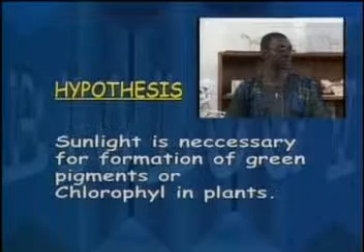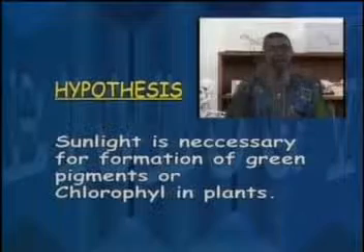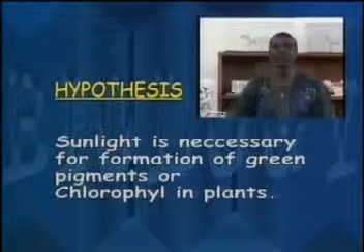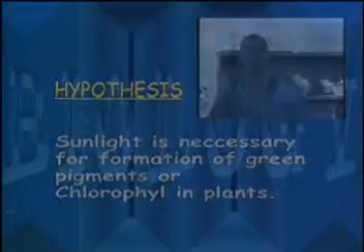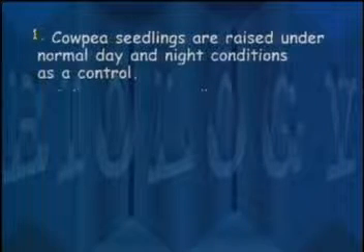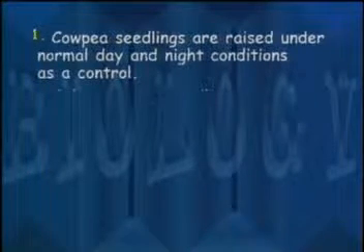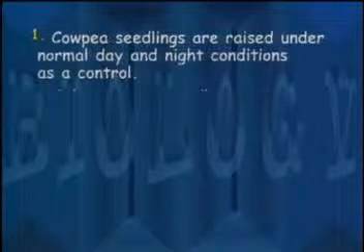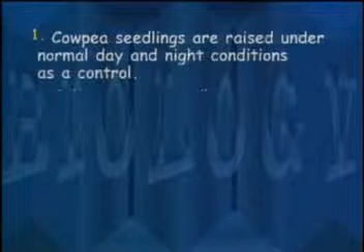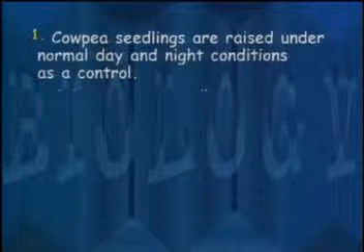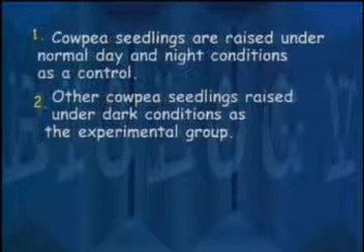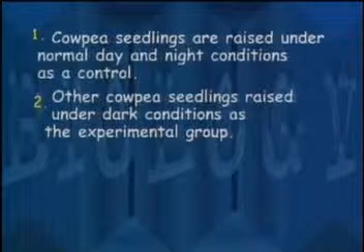Now let's come to the experimentation. We are going to experiment on this hypothesis and either prove it or disprove it. 1. Cowpea seedlings are raised under normal day and night conditions as a control. You know, every plant grows well when there is sunlight, and we have that 12-hour day and night period. So this is a control experiment. We have other cowpea seedlings, again, raised in darkness as the experimental group.